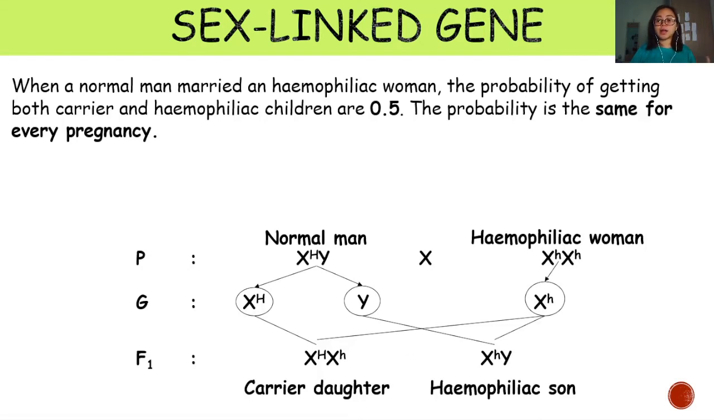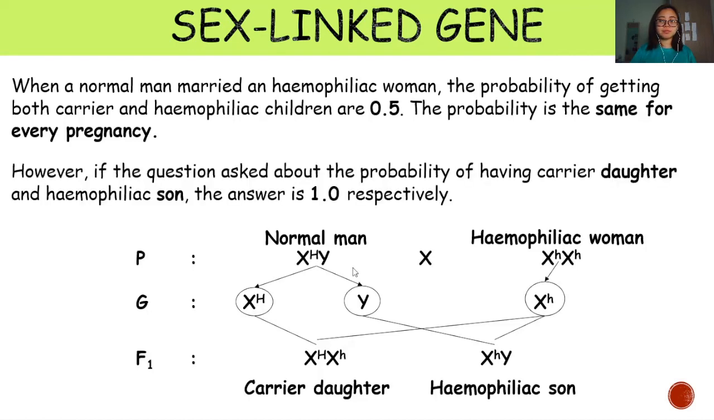Setiap kali mengandung pun akan ada kemungkinan yang sama, probability yang sama. Kalau soalan tanya apakah kemungkinan pasangan ini akan mendapat anak perempuan carrier, jawapan dia adalah kemungkinan dia adalah 100% ataupun 1.0. Kalau soalan tanya apakah kemungkinan pasangan ini akan dapat anak yang berpenyakit hemophilia, jawapan dia adalah probability 1.0 ataupun 100% confirm akan dapat.